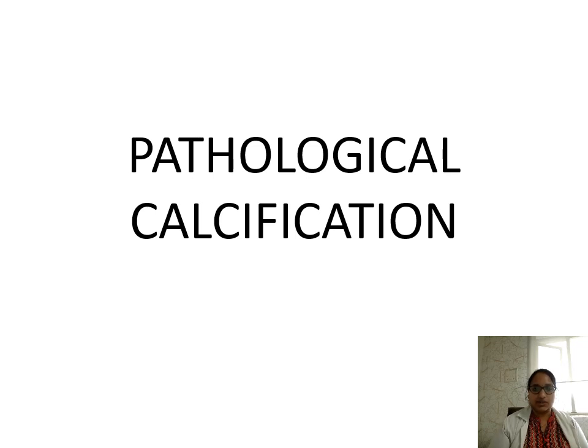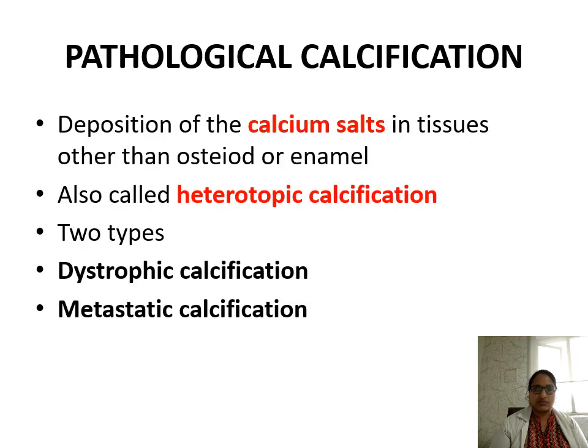In the chapter cell injury, now I'll be talking about the topic pathological calcification. The term pathological calcification means deposition of the calcium salts in the tissues other than osteoid or enamel. It is also called heterotopic calcification because it is occurring in sites other than the osteoid and enamel. That's why it is called heterotopic calcification.